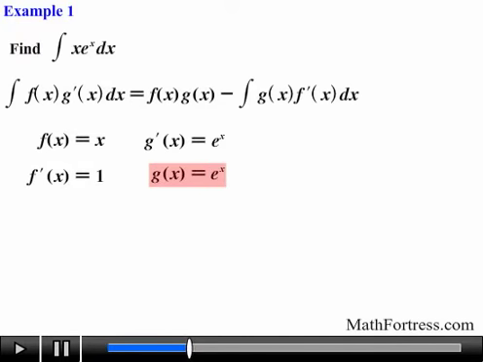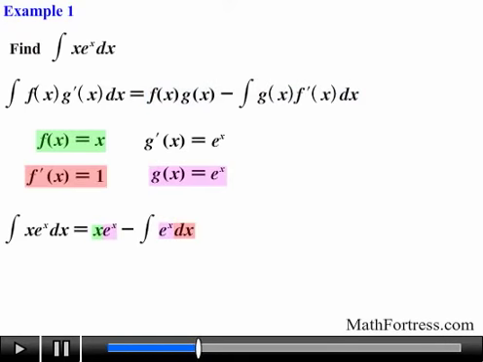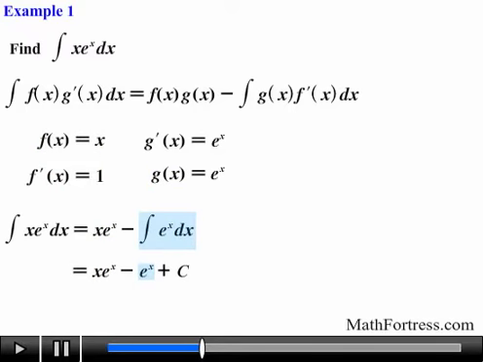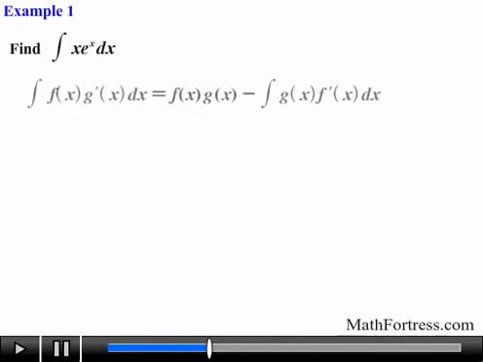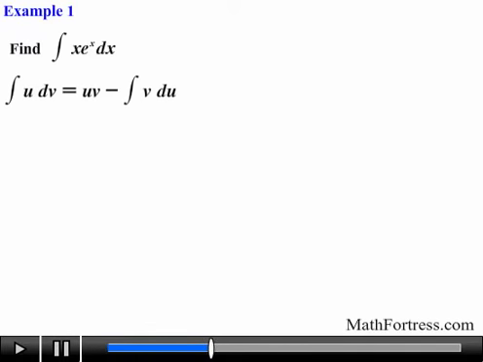Now that we have our four functions, f of x, f prime of x, g of x, and g prime of x, we substitute them into the integration by parts formula, as follows. Finally, we take the integral of e to the x, which is equal to e to the x plus a constant. So the final answer is equal to x times e to the x minus e to the x plus c.